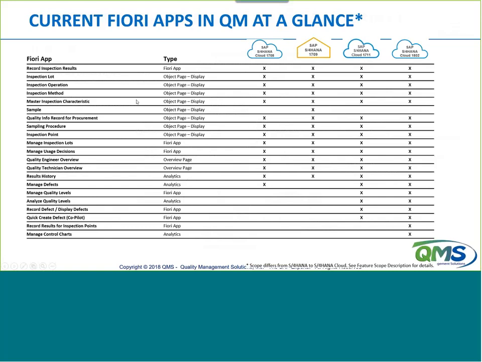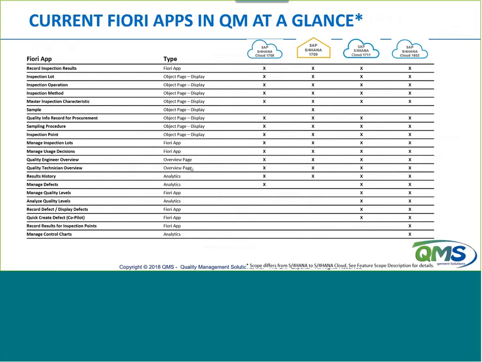And then what I want to mention here is there are really a few types of Fiori things that you're going to see. You're going to see something called an object page. Think of that as displaying data. I'm going to show you an example in Fiori. I'll log into an S/4 1709 system and show you the quality info record for procurement object page, just to show you what an object page looks like. Then you're going to have overview pages. An overview page is going to be some analytics and drill down into the analytics. So I'm going to show the quality engineer overview page.